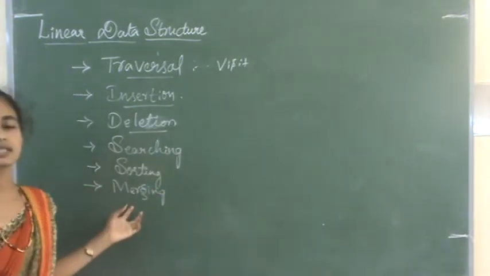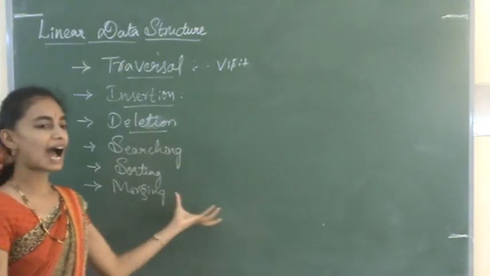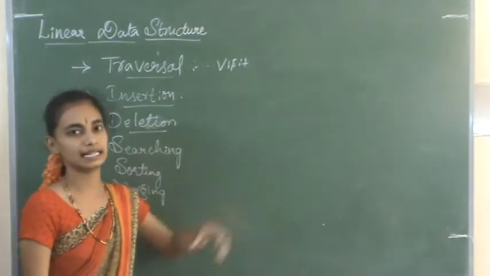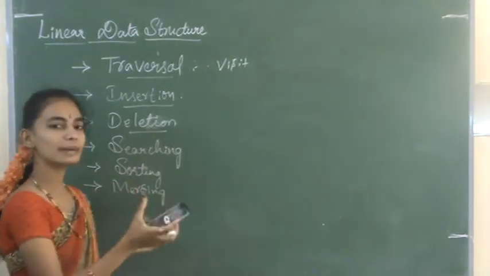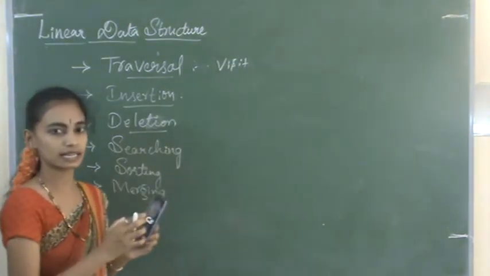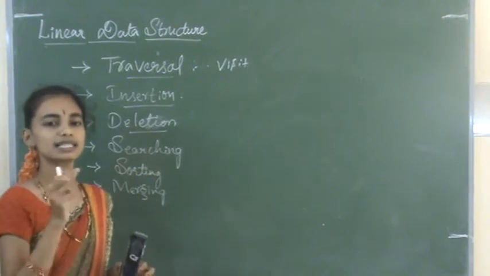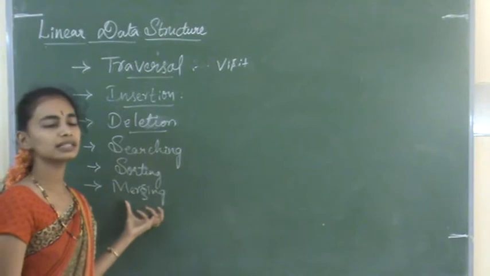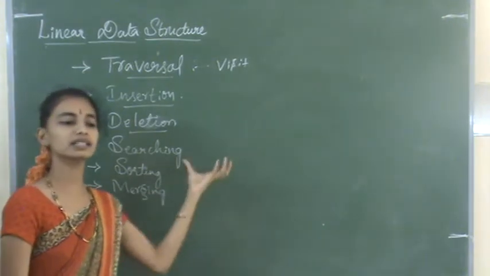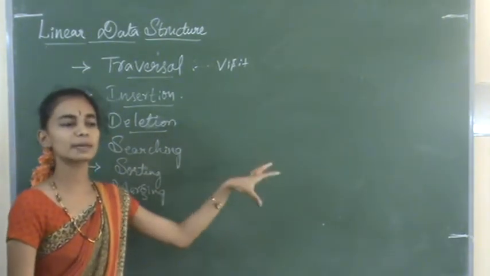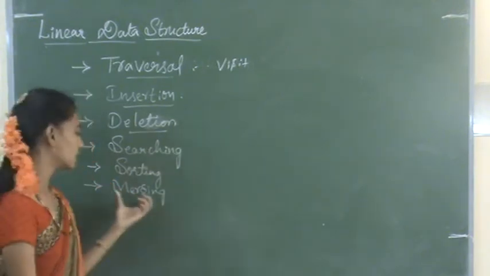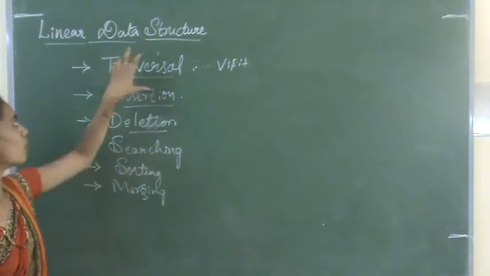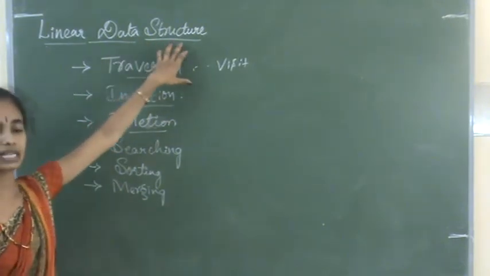So merging means the process of adding two or more data structures to form a single data structure. We are combining two different data structures and forming a single data structure, and that we call merging. So these are the operations performed on the linear data structures.